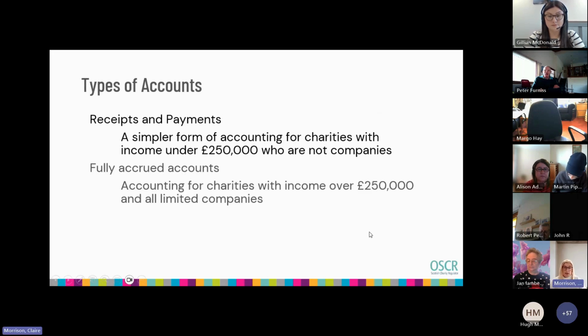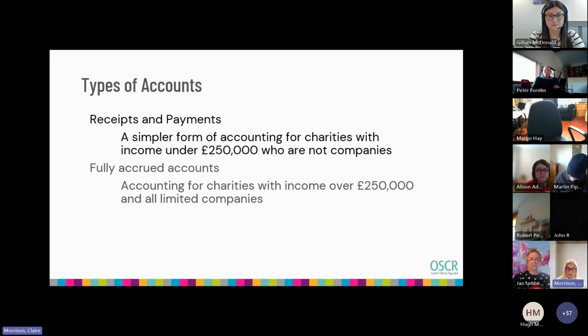There are two types of accounts which can be prepared by charities in Scotland. There are receipts and payments accounts, which are a very simple form of accounting. These are prepared on a cash basis, reflecting the cash transactions in and out of the charity for the year. They can be used by charities with an income of under £250,000, unless the charity is a company, in which case it must prepare fully accrued accounts.